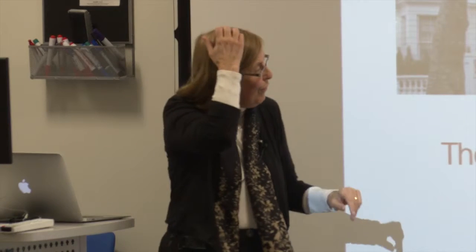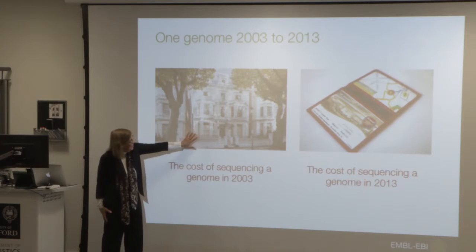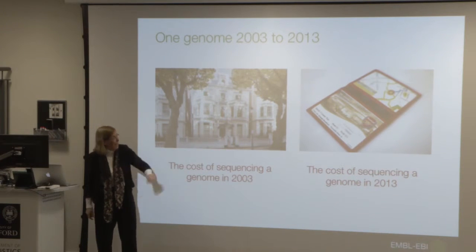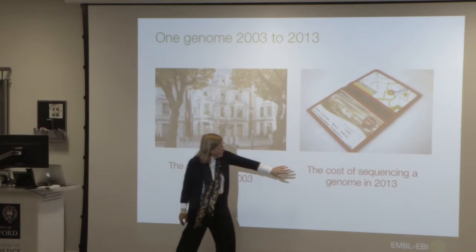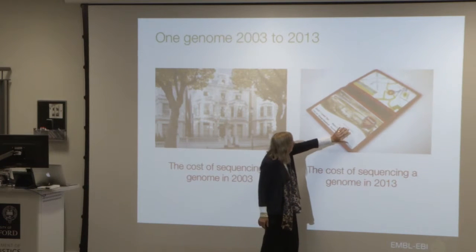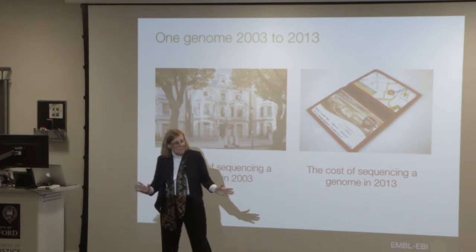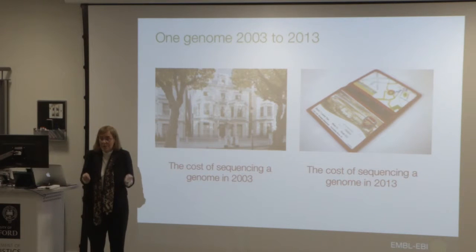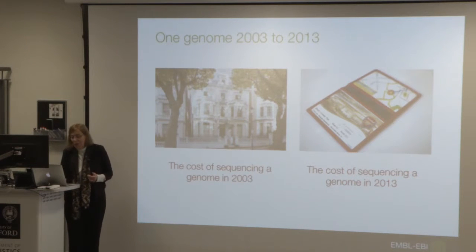Just as a fun thing, in 2003, the cost of sequencing a genome was equivalent to the price then of a house, the most expensive house in London. By 2013, it was the price of an Arsenal season ticket. Now is probably the price of maybe an Oxford City season ticket, I don't know. I'm not sure how much those cost. But clearly, most of us could today afford to have our genome sequenced. And that is a huge, total change in perspective.